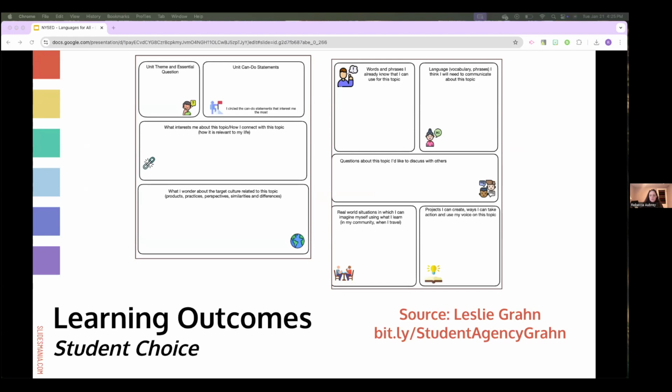template for eliciting student input into a unit before you begin it. Now, just because you're asking for their input, it doesn't mean that you have to do everything that they ask for, but it's a wonderful way to get some insights into your students' interests. And then just even consider how you might be able to begin to incorporate that into some of your units. And so Leslie did give me permission to share this, so I encourage you to check out that folder of resources that she has.